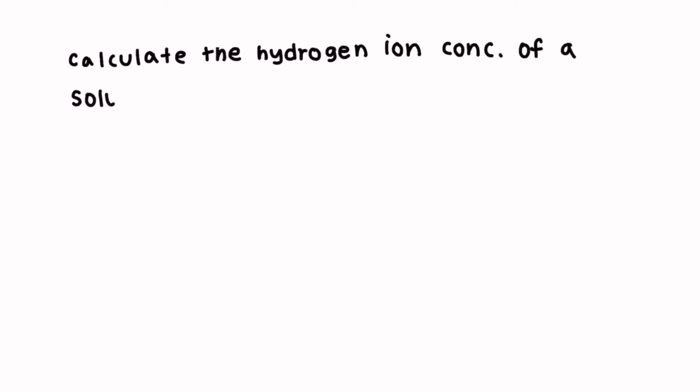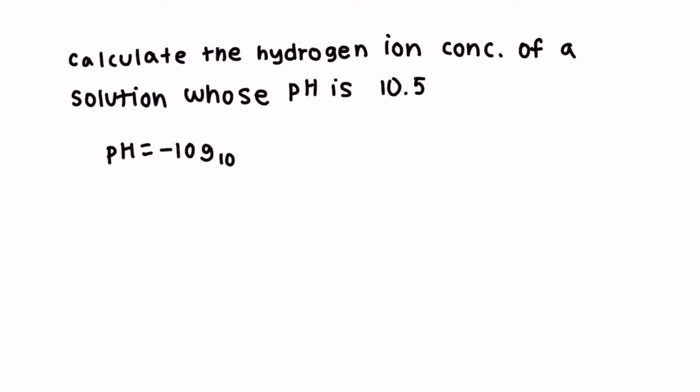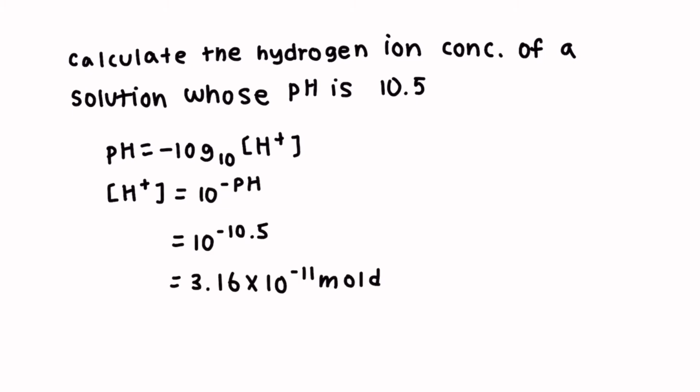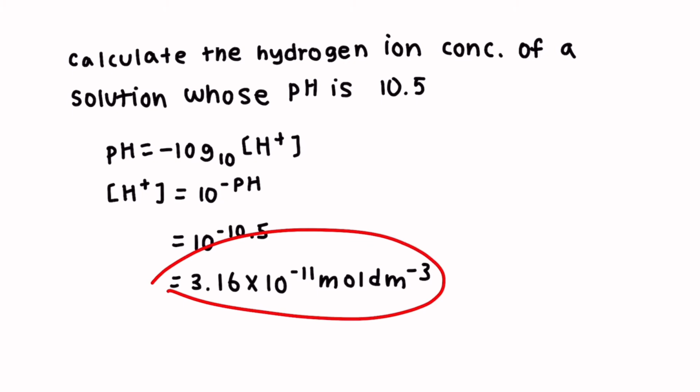Let's solve a practice question. Calculate the hydrogen ion concentration of a solution whose pH is 10.5. First, write down the H plus ion concentration equation, and then put pH into the equation. Use your calculator to find the final answer.